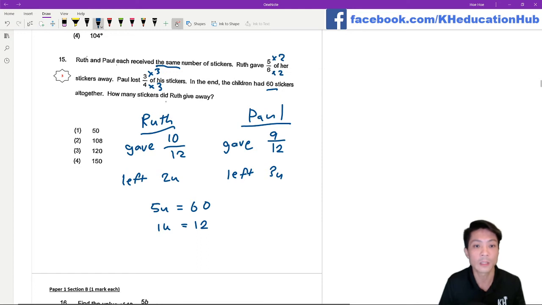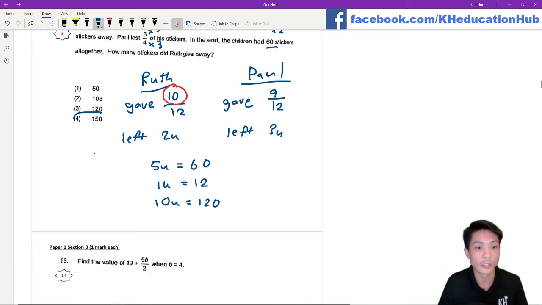So they're asking how many stickers did Ruth give away. So Ruth gave away 10 units, which is over here. Okay, so 10 units is basically equal to 120. Number 3.